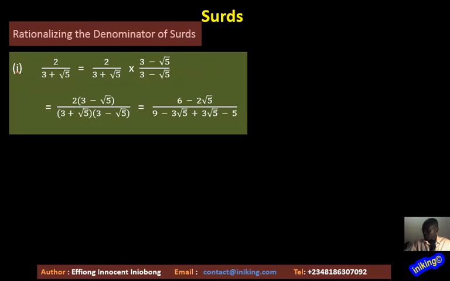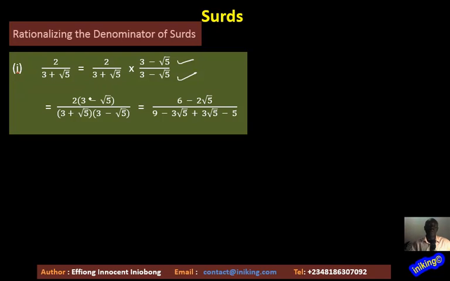So you can see 2 all over 3 plus root 5 being rationalized by using the conjugate of the denominator to multiply both the numerator and the denominator. What is the conjugate? Simply change the sign that connects the two terms.